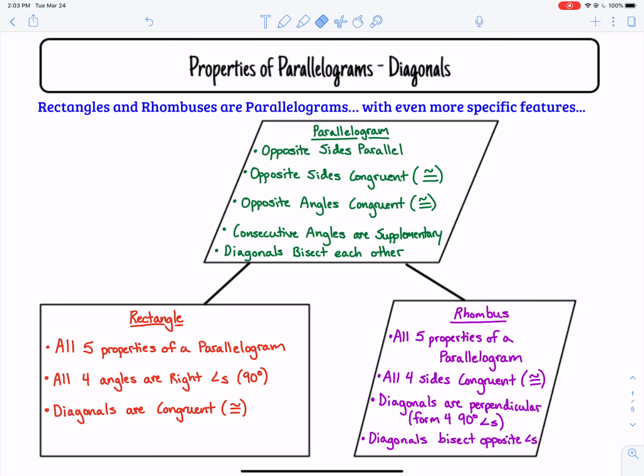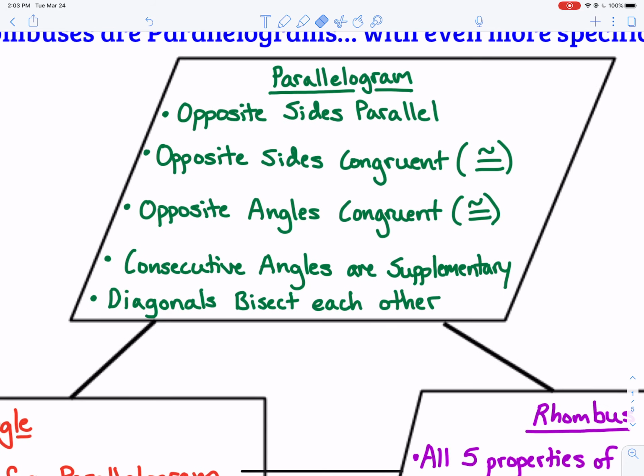In this video, we're going to take a look at properties of parallelograms again. We're going to add a property to the 4 that we've already covered, and we're going to talk about the properties of a rectangle and a rhombus. So let's focus in on the properties of a parallelogram.